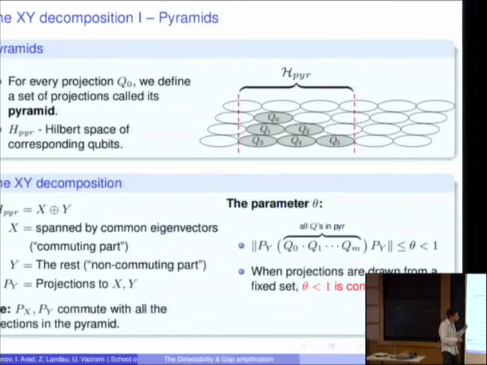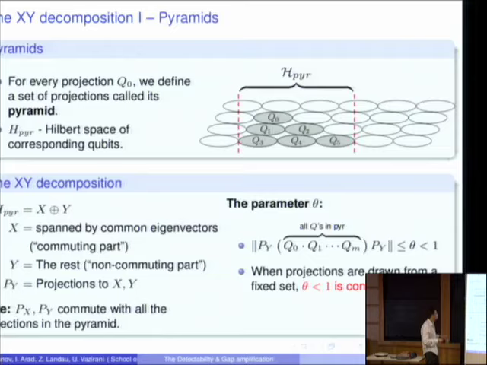Now, if we use the assumption that we have taken all the constraints from a fixed set, there is only a constant number of combinations of projections that can occur in a pyramid, because the size of a pyramid is also constant. And therefore, we know that for all pyramids, this norm will be upper bounded by some constant theta, which is bounded away from 1. So this is the parameter theta.